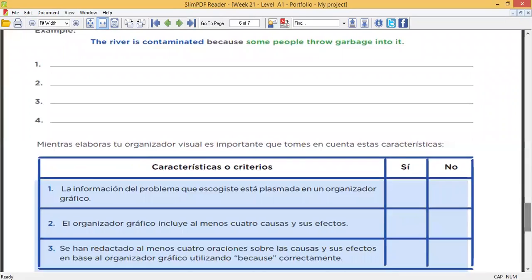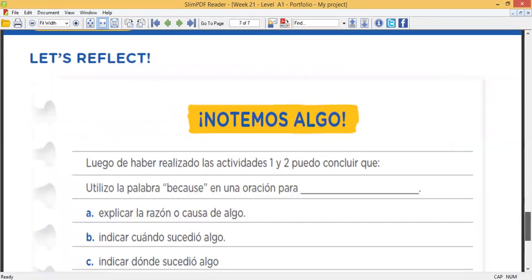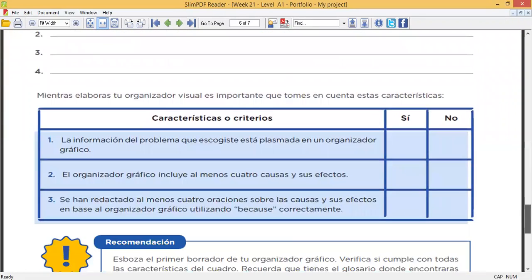Remember that you have to use this characteristic chart, and try to follow these characteristics that your project should have. Try to do that. Okay, and well, that's all.